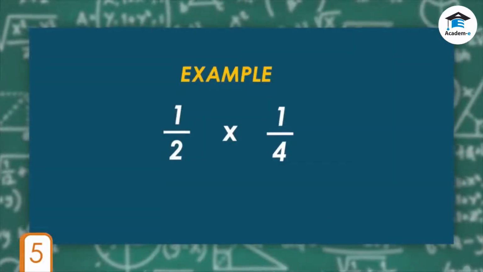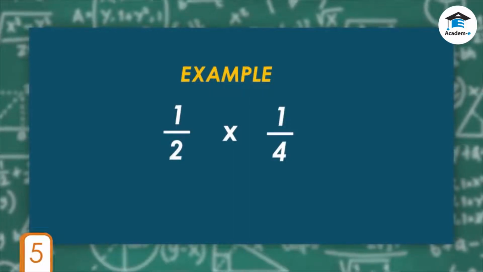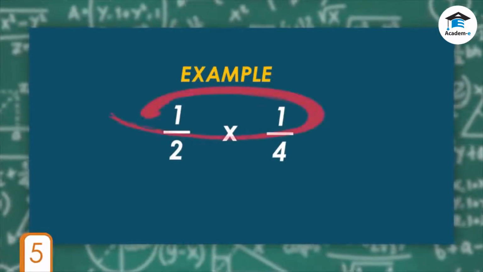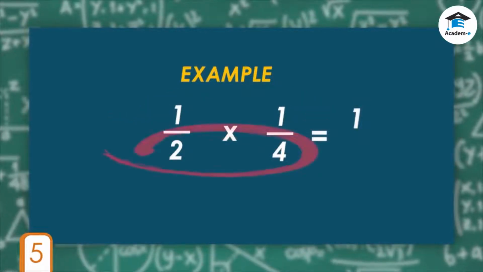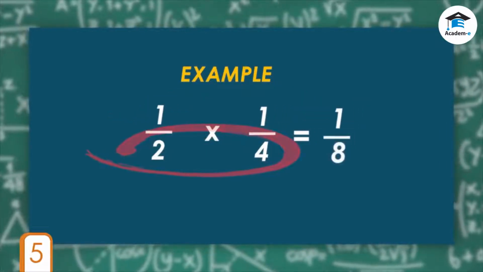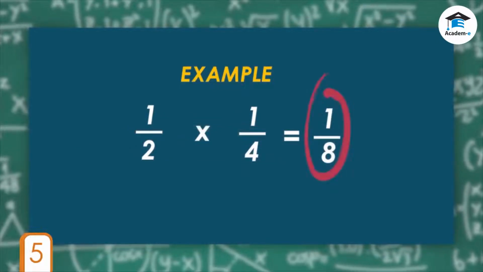How much is 1/2 of 1/4? Multiply the numerators. 1 times 1 is equal to 1. Next, multiply denominators. 2 times 4 is equal to 8. The answer is 1/8.